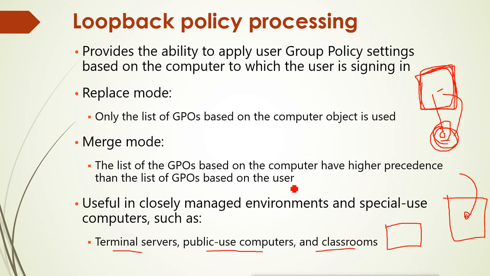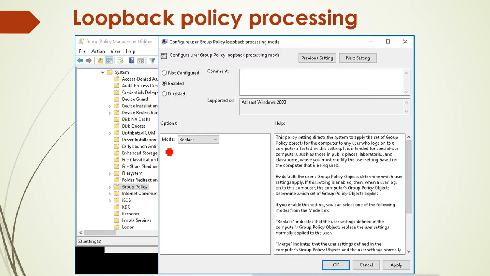Now how can we use this? We can enable the policy. In the same policy object, we have to edit the policy. In that we have a policy called Configure user group policy loopback processing mode, and we just have to enable this policy.